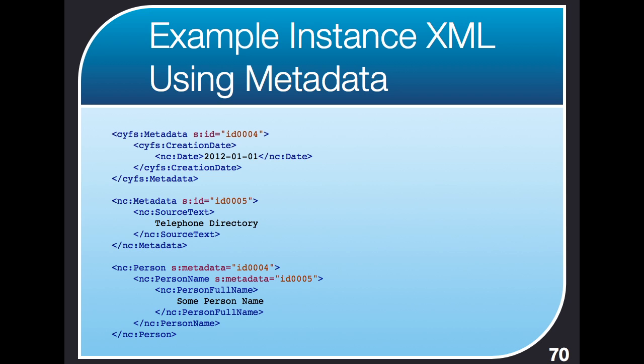And then down at the bottom is a person object, and the person object is where we actually point to the chunks of metadata that apply to it. So the person as a whole, and we're not talking about the person, we're talking about the person as data. Remember, metadata is data about data. So we've got this person object, and it has a metadata link that says, hey, look, my metadata is whatever metadata has ID 0004. And we see, metadata 0004, creation date is blah, blah, blah.